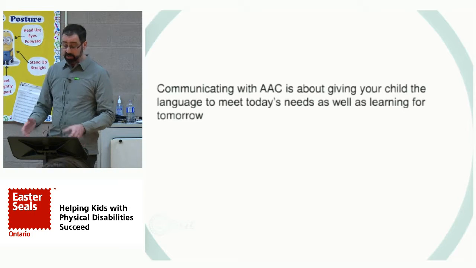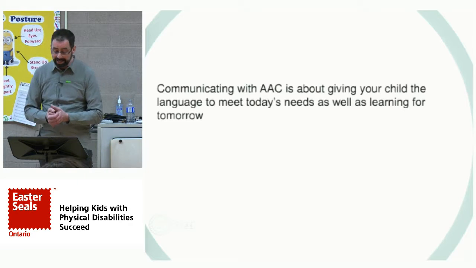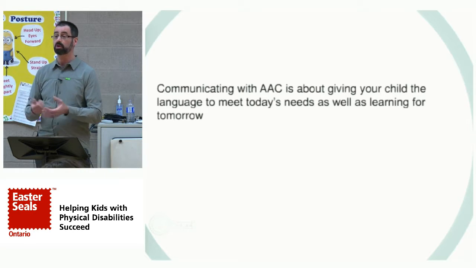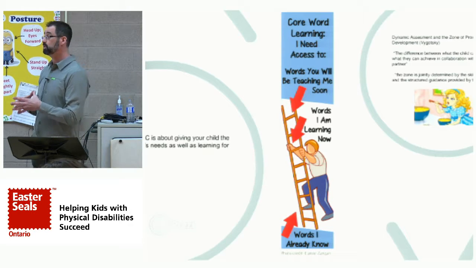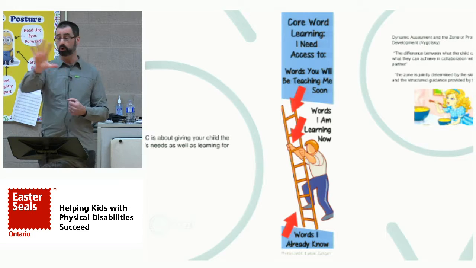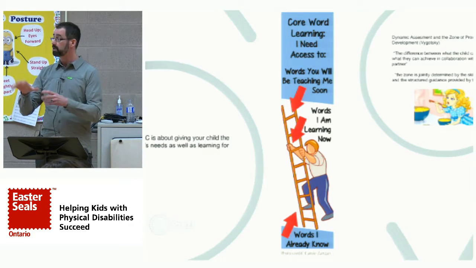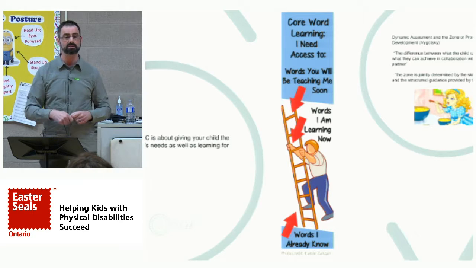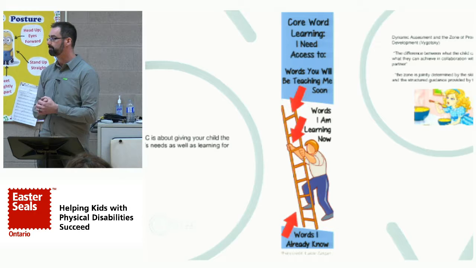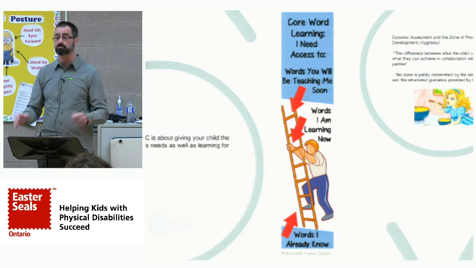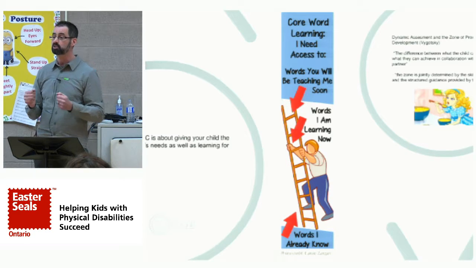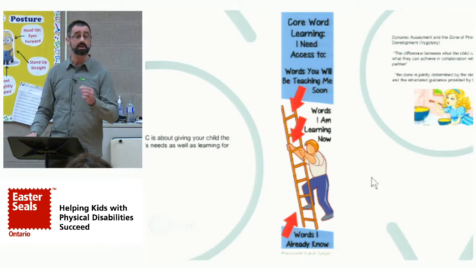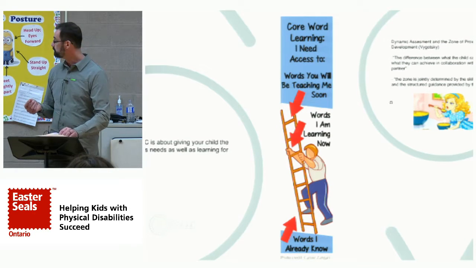So just like oral communication, communicating with AAC is about giving your child the language to meet today's needs, as well as learning for tomorrow. So if you look again at what happens in natural language acquisition, you don't talk to your child using 5 words because you want them to master those 5 words, because if you don't master those 5 words, then they can't progress to the next ones. It doesn't work like that. You talk about many things in context, joint attention, and that again, in time creates meaning. But your language is way above the child's expressive level. Yet it doesn't stop you from talking about many things. So we need to do the same thing when we use AAC. We keep that in mind.